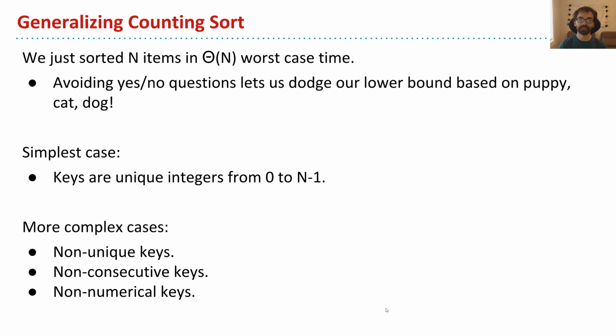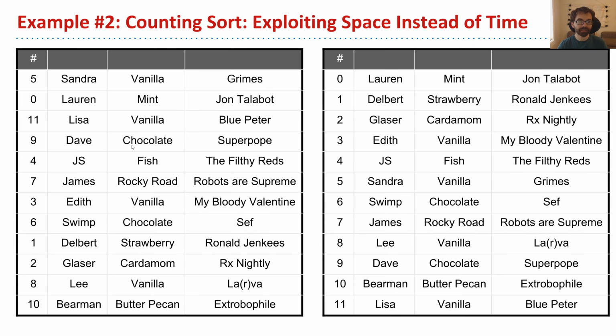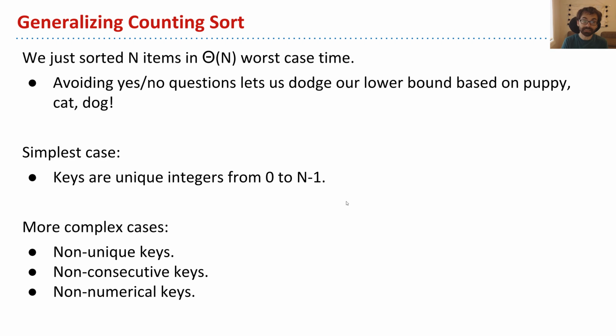This one just works. And if we think about this runtime, well, it's just going to be n time, right? I mean, for each item, you copy it to its appropriate array location, and each of those takes constant time. So we just sort n items in theta of n worst case time. So what do we do?